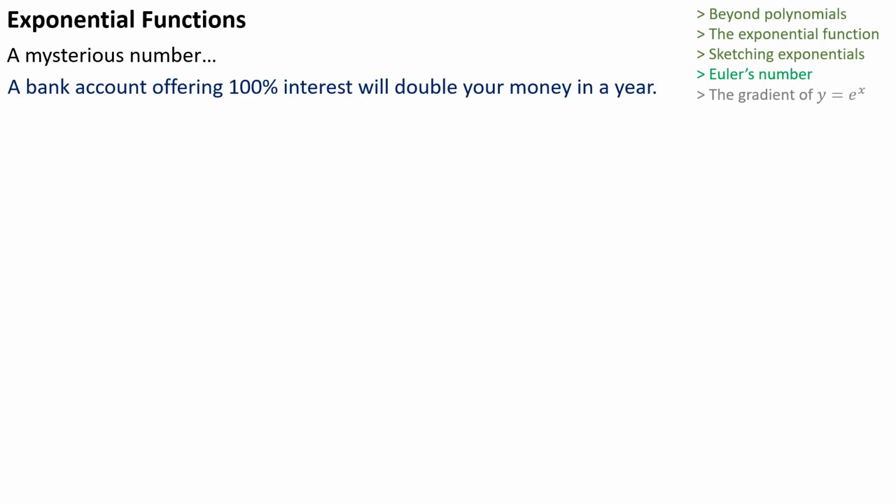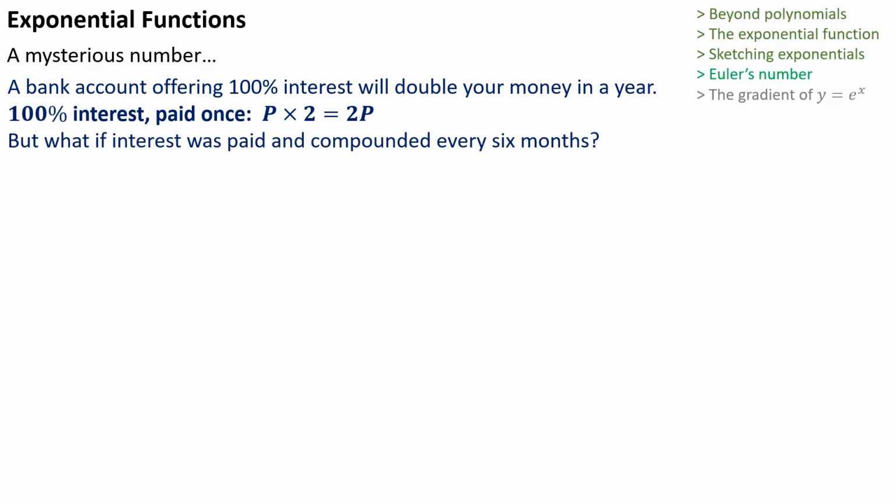Imagine you've got an implausibly generous bank savings account, and they give you 100% interest, which means at the end of the year, you'll have twice as much money as you had at the start. You could represent this by using a 100% plus another 100%, so a percentage multiplier of 2.